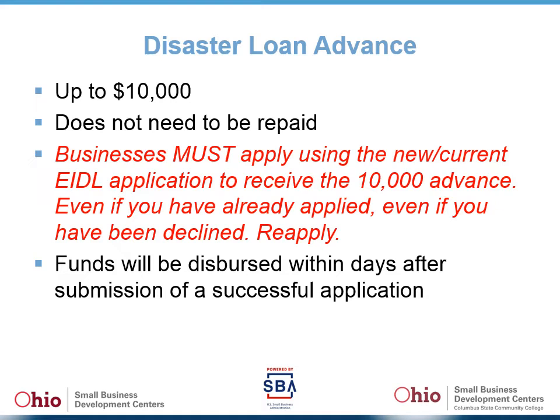If you had applied previously prior to this streamlined application becoming available, so basically prior to March 31st, you will need to reapply again and actually click the box where you are requesting the $10,000 advance, and we'll see what that box is shortly as we move through the application. The $10,000 advance funds will be dispersed within days after the submission of a successful application.